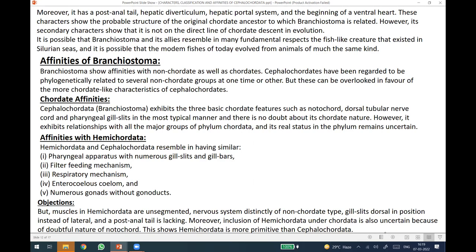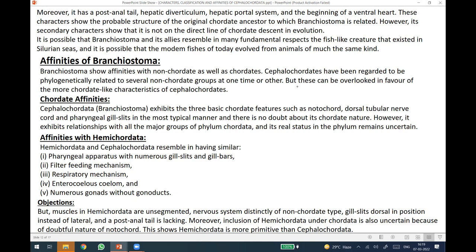Now the last is the affinities of Branchiostoma. Branchiostoma shows close affinity to chordates and hemichordates specifically. It shows affinities with non-chordates as well as chordates. Cephalochordata have been regarded as phylogenetically related to several non-chordate groups at one time or other. These can be overlooked in favor of the more chordate-like characters of cephalochordates.